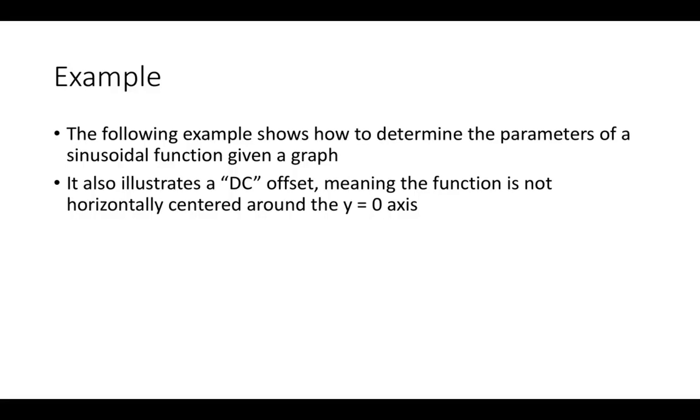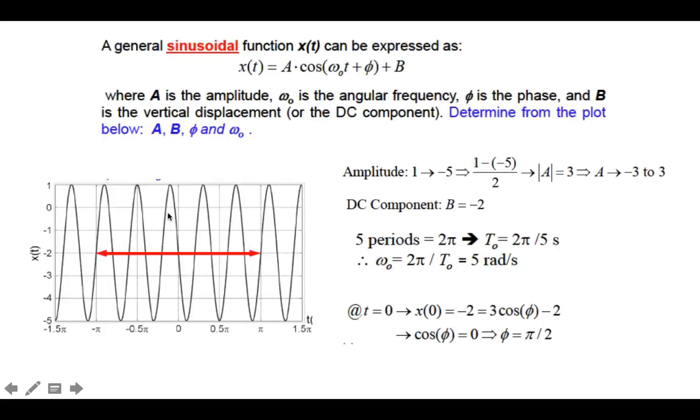And in this graph, which I will show on the next page, there are a couple of things that are specifically illustrated that we haven't talked about before. One of those is the concept of a DC offset, meaning the entire sinusoidal function is not horizontally centered around the y=0 axis. So let's look at the figure. Here's the figure, and you'll notice that it actually goes from -5 to 1, meaning it's offset in the negative direction.